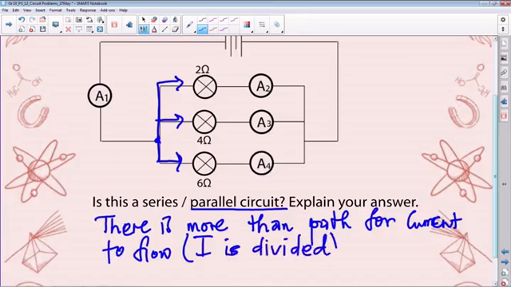The follow-up question says, calculate the resistance of this circuit. I'll give you a further minute to try that. Remember, we're talking equivalent resistance in this case, where we want to replace the 3 resistors with 1 resistor. What will be its magnitude without changing anything in this circuit? Let's go for it. A minute, guys.